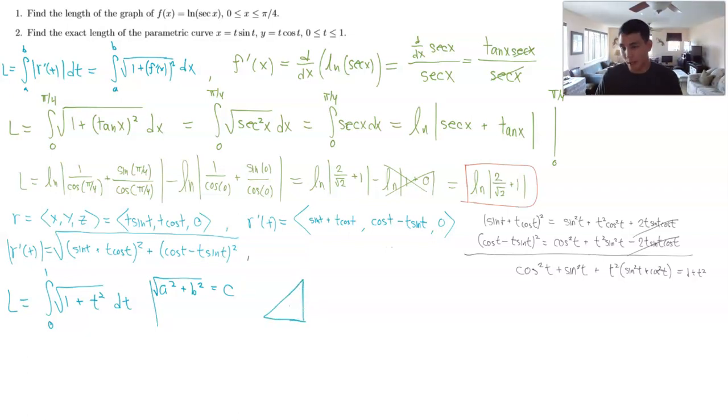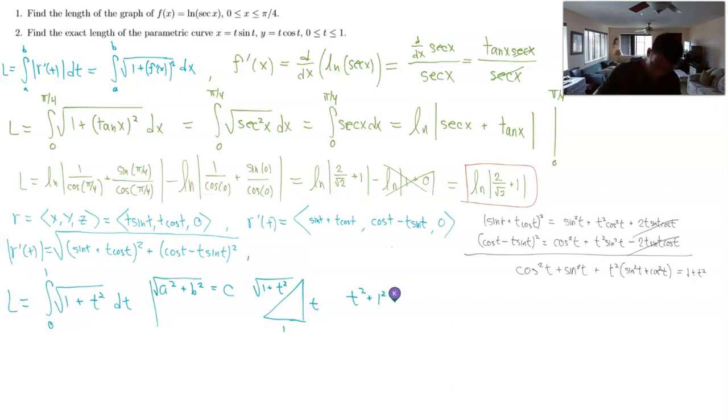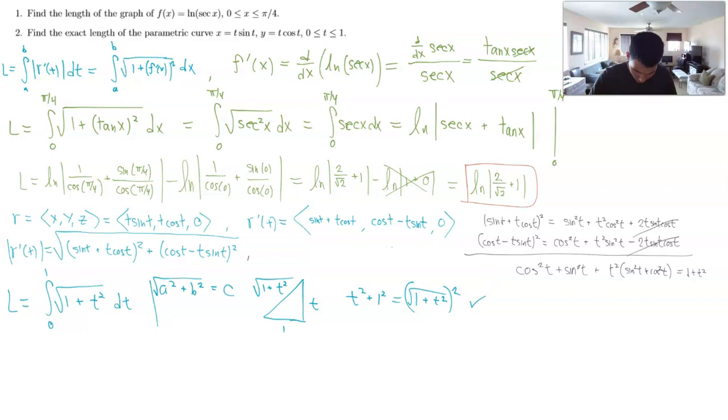That's what we have. So in other words, we have 1 plus t squared here, and then 1 and t. And let's check if this makes sense, right? So if we have t squared, then we have plus 1 squared, and that is equal to the square root of 1 plus t squared, squared. And yes, that checks out, so this does work. Okay, by the way, there should be a theta here.